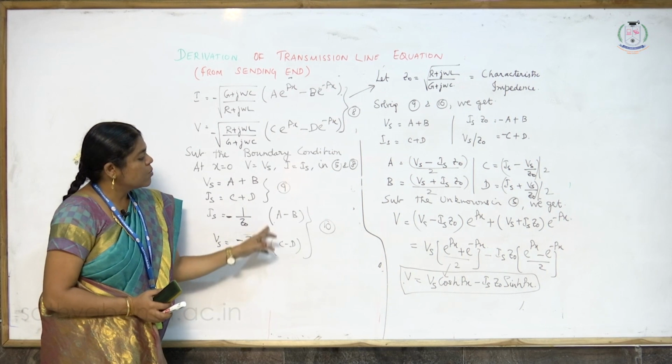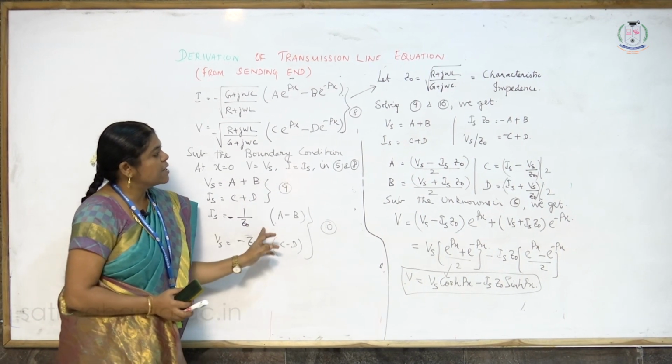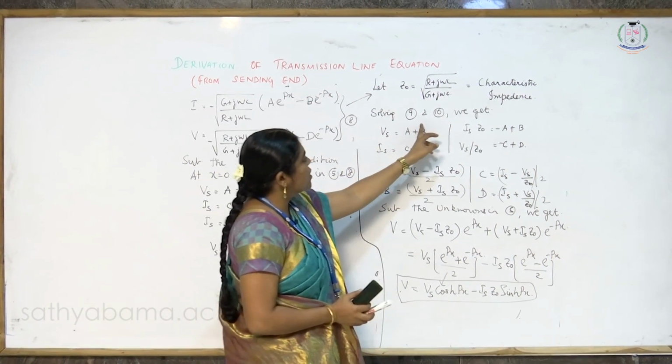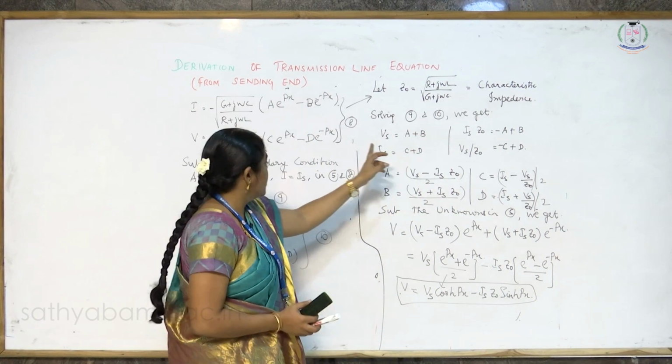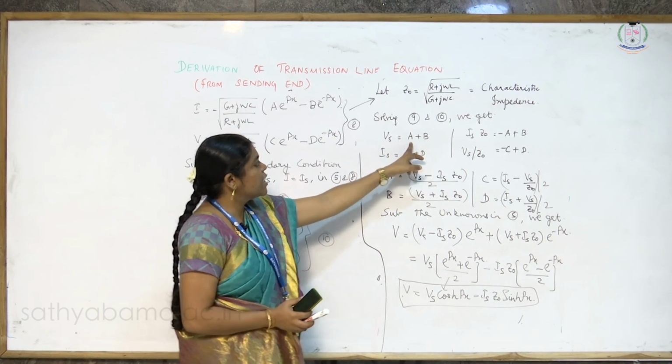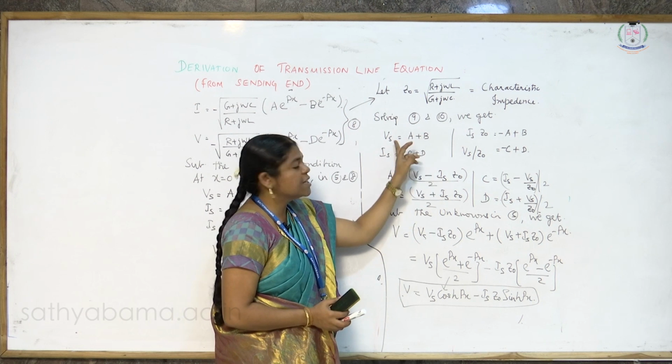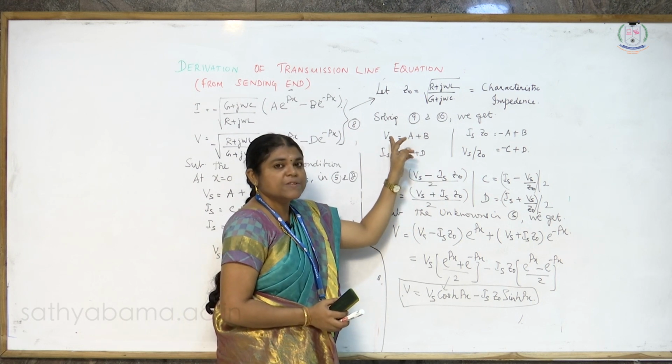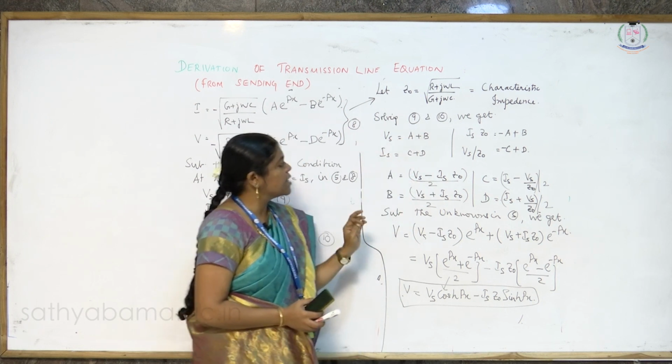So, I am going to now use equation number 9 and 10 to solve and get the equations which correlate A, B, C, D in terms of the sending end parameters, that is the sending end voltage and the sending end current.